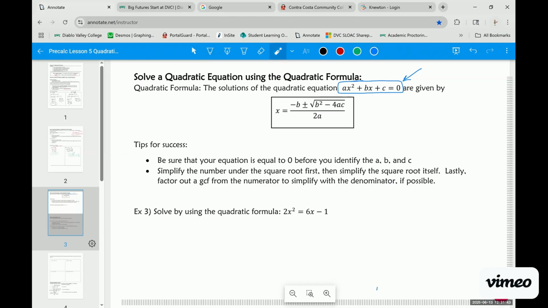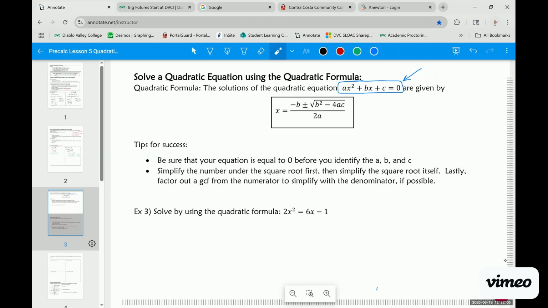You'll have mismatched signs for A, B, and C. So in this case, once it's in this form, the A is the number in front of the x squared, the B is the number in front of the x, and the C is the constant. You can plug them into this formula, and that will give you the solutions. Now, I know the formula is kind of complicated looking, but it is a formula that follows you everywhere.